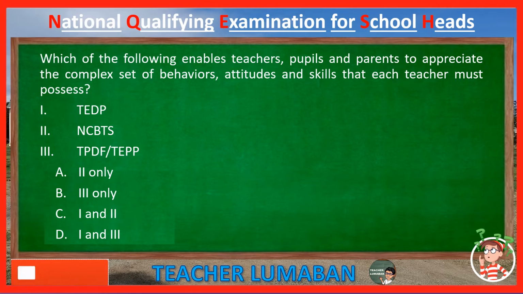Choose the suitable answer based on the given choices in 5 seconds. 5, 4, 3, 2, 1. The correct answer is letter C, Roman numeral 1 and 2. The TEDP and NCBTS enable teachers, pupils, and parents to appreciate the complex set of behaviors, attitudes, and skills that each teacher must possess.